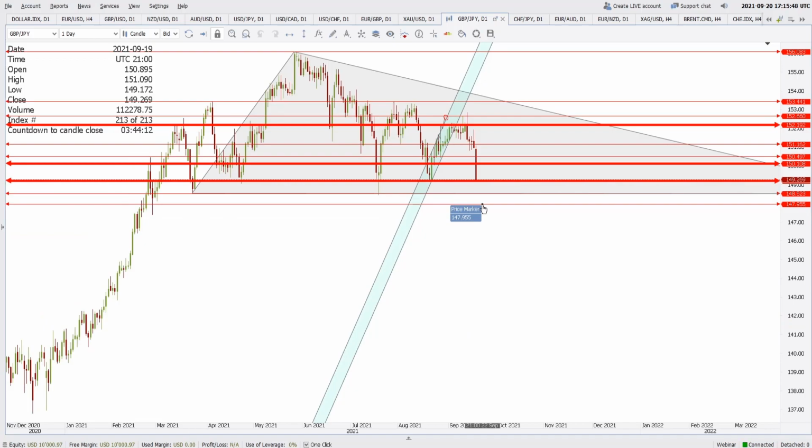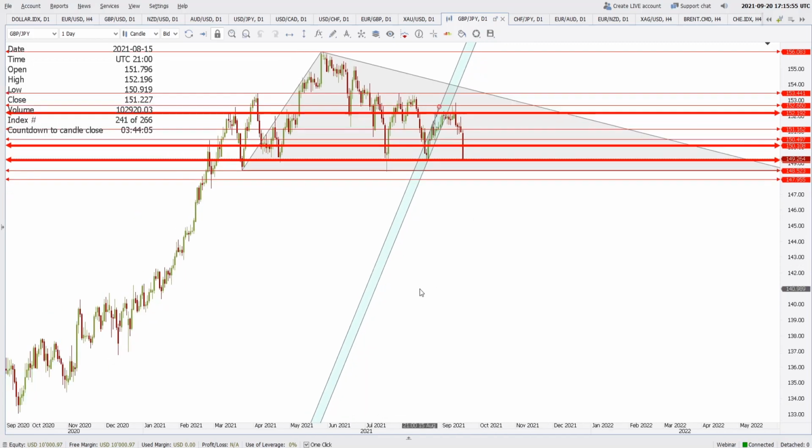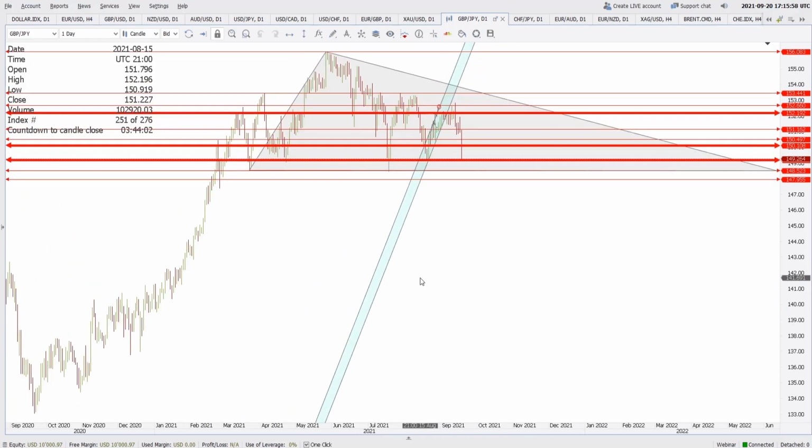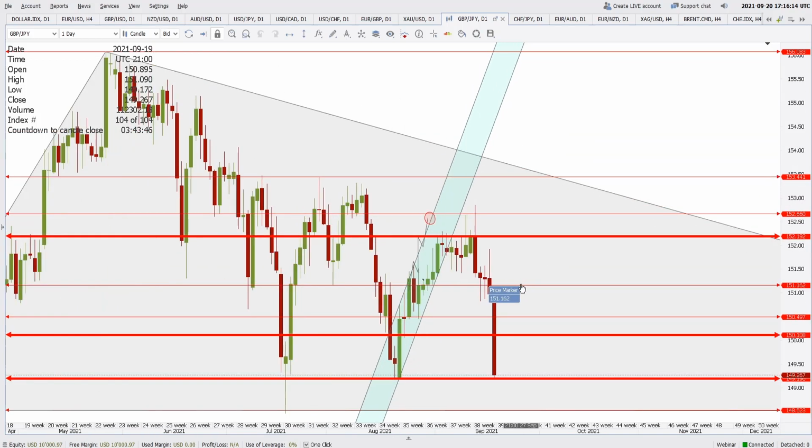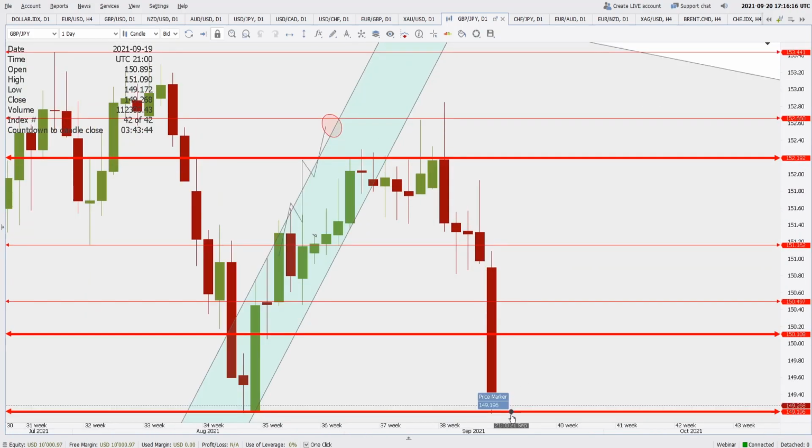If we see any close lower than 148.52, that means this falling triangle will be broken and we can see more losses in this pair. I think buyers will try to support or save this level from getting breached, but if they fail to do so, then more losses will be on the way for GBPJPY. Right now 149.19 is the support and 150.10 is going to be the resistance for this pair.